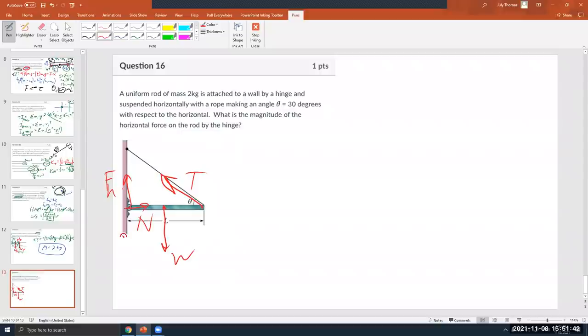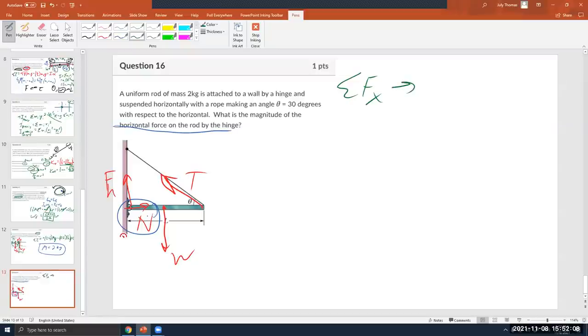Ultimately, in this problem, the only thing that we are really tasked with finding is the horizontal force. The horizontal force is, in other words, that normal force right there. Okay, let's talk about how to do this. Real quick, the first thing that I notice is that the normal force and the tension are the two things acting in the x direction.